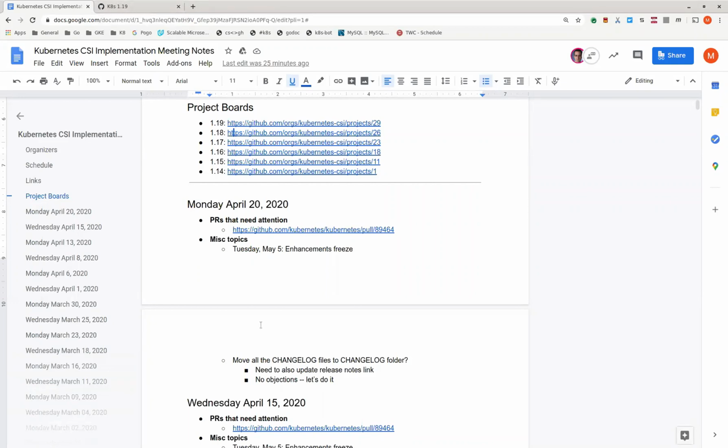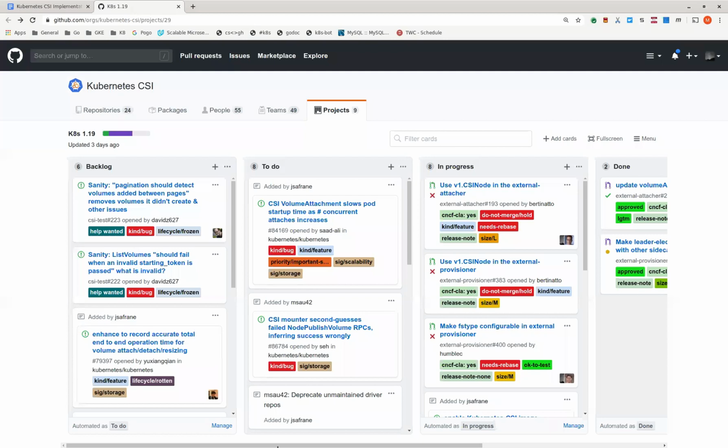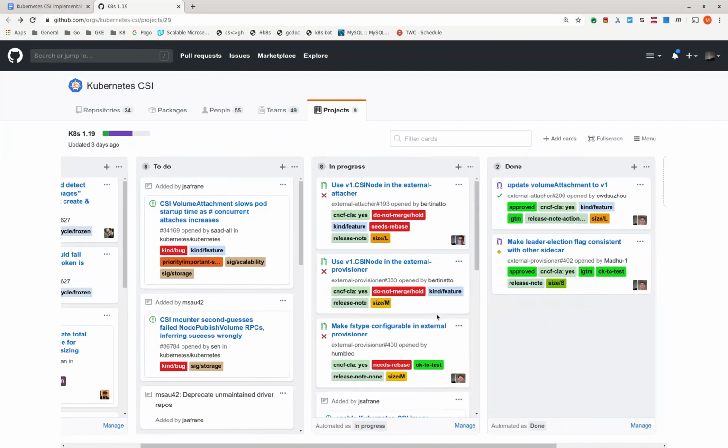Next up, we have 1.19, and the first thing coming up is Tuesday, May 5th, which is enhancements freeze. We need to get all the KEPs into implementable state and merged by May 5th. So that's about 2 weeks away. Other than that, we can start populating the 1.19 board with all the work that we plan to do. And I think some of the work has already started.